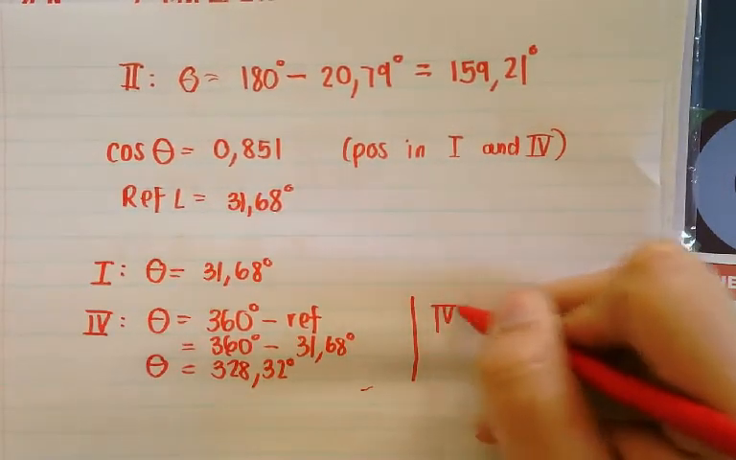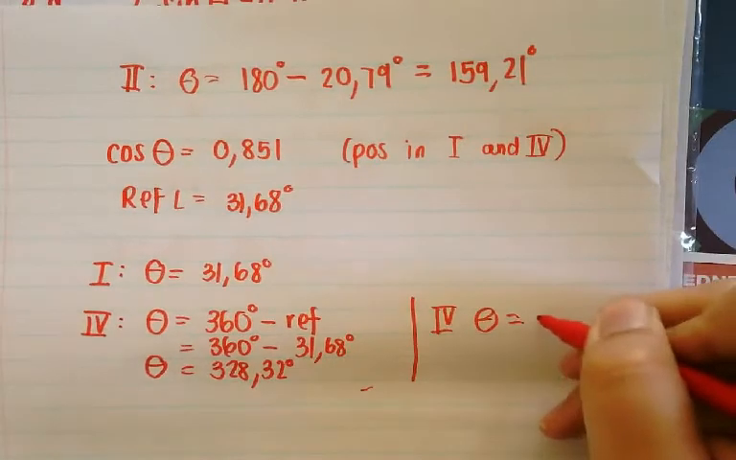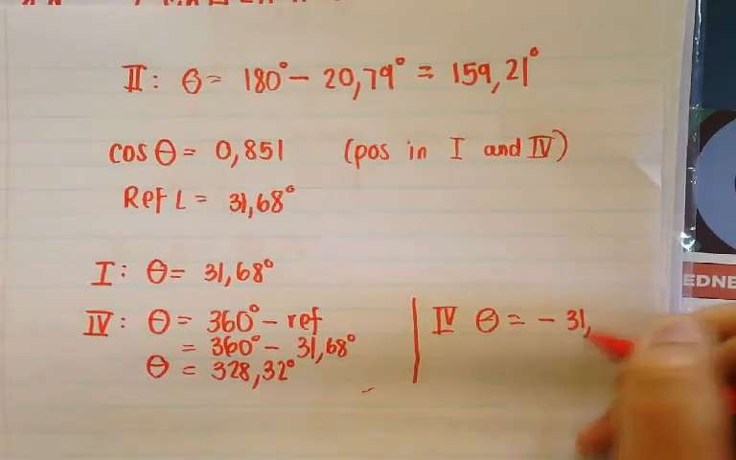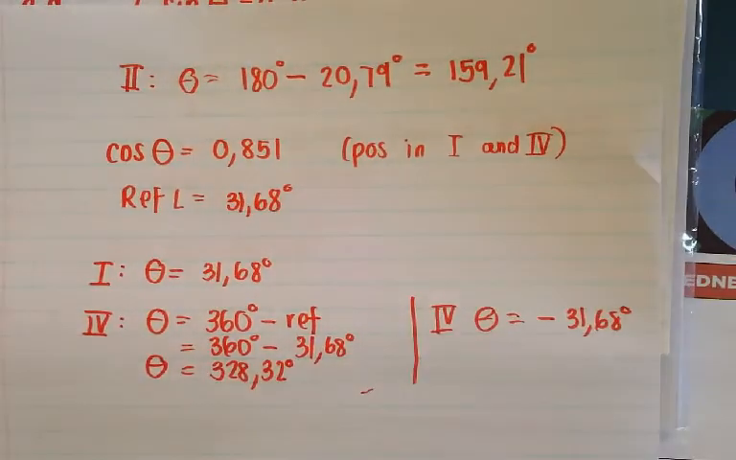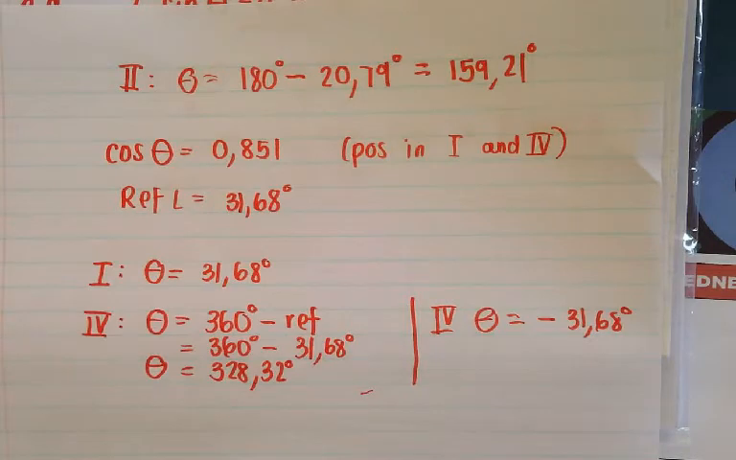What could I have also written? I could have also just written that it is negative 31,68 degrees, because cos negative is still the same as positive cos, in that fourth quadrant only.